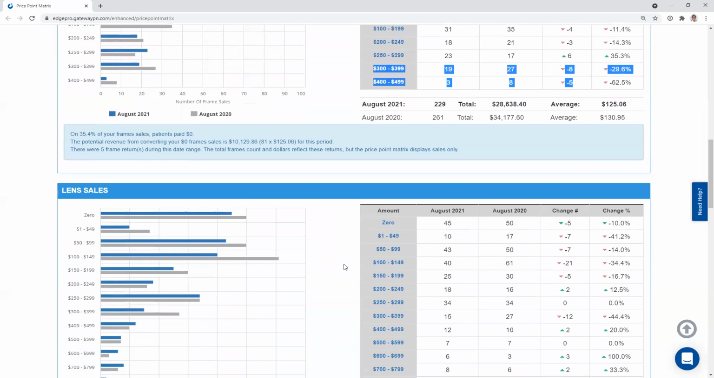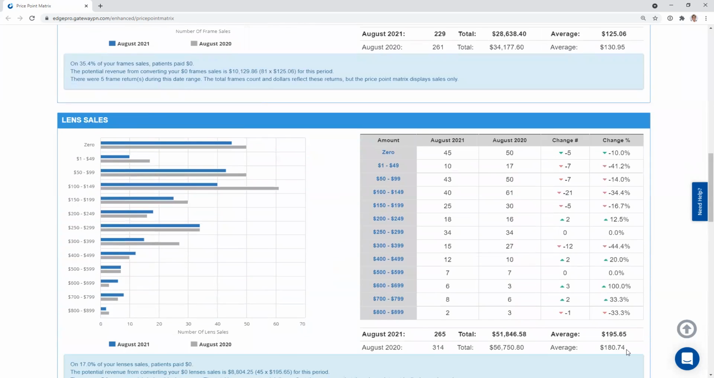Now, if I scroll down, I have my lens sale box. And we can see that last year they were spending 180. This year they're spending 195. We still sold fewer lenses, but they're spending a little more money on lenses. Same concept as our frames. We have more patients spending in the upper categories. And we also had 5 fewer patients not get the free lenses. So you can see these different categories or different spending habits of our patients right here.